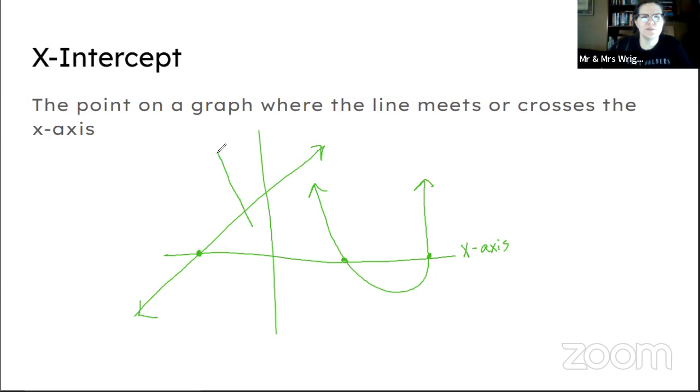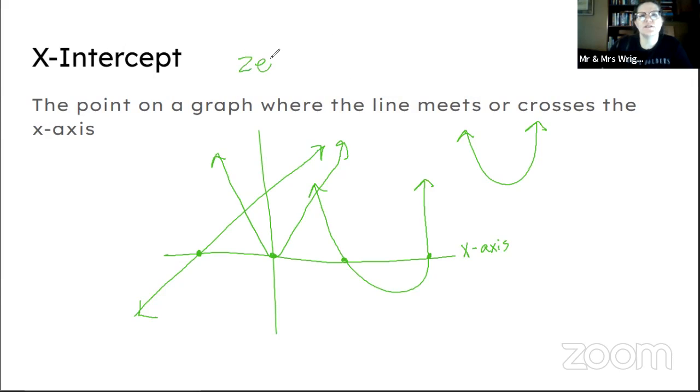It is possible to have a parabola. I did not draw that very well. That looks more like a V, but it's possible to have a parabola where there's only one x-intercept, or even 0 x-intercepts. It could be above the line and never touch it at all. So the x-intercept is the point on a graph where the line meets or crosses the x-axis.